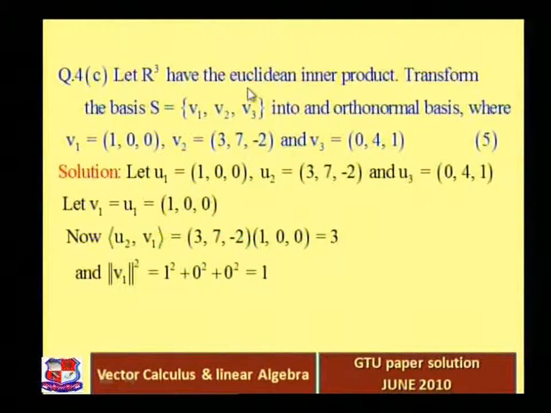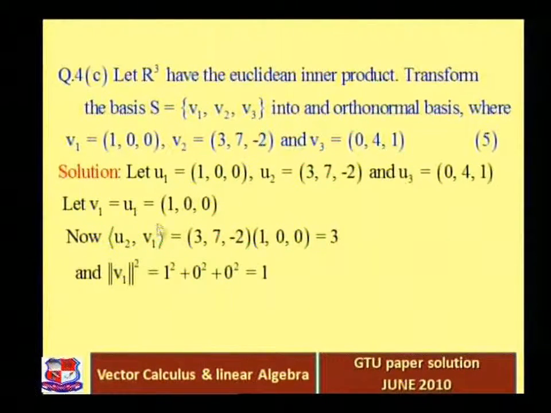Let R3 have the Euclidean inner product. Transform the basis S is equal to v1, v2, v3 into an orthonormal basis, where v1 is equal to 1, 0, 0, v2 is equal to 3, 7, minus 2 and v3 is equal to 0, 4, 1. Call them u1, u2, u3. So u1 is equal to 1, 0, 0. These three are basis vectors, and we are converting them into orthonormal basis vectors.